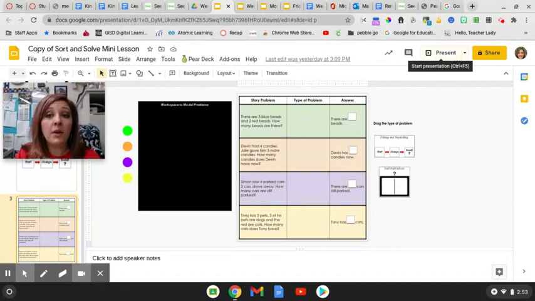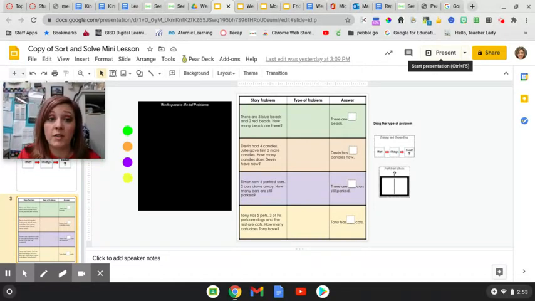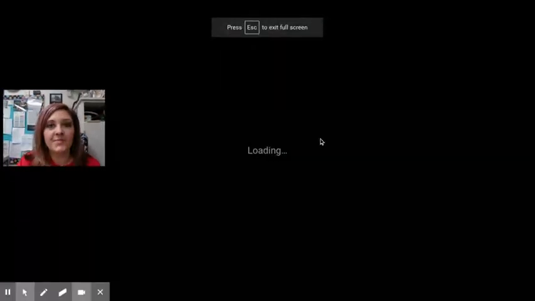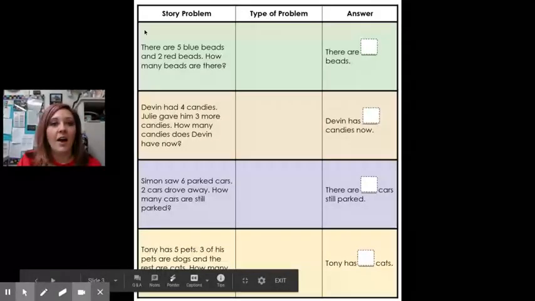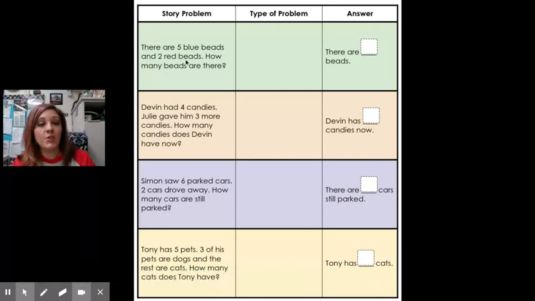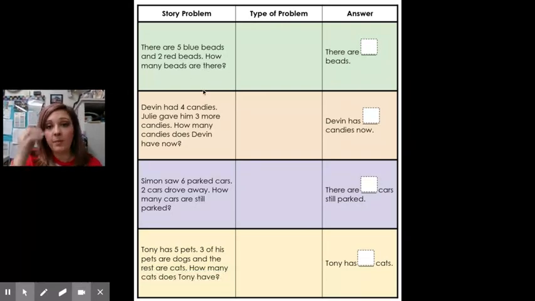So today we're going to look at some different ways to solve our problems, and we're going to sort them by listening to the story problem and seeing which way we could use to solve it. So let's look at this screen. All right, it says there are 5 blue beads and 2 red beads. How many beads are there?